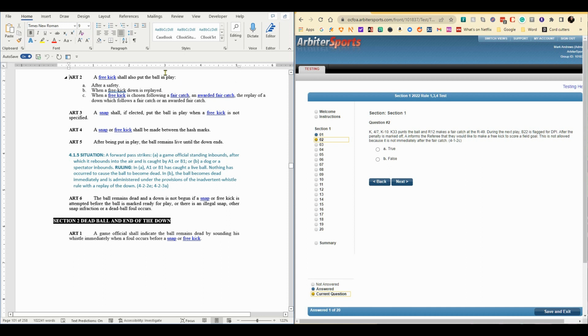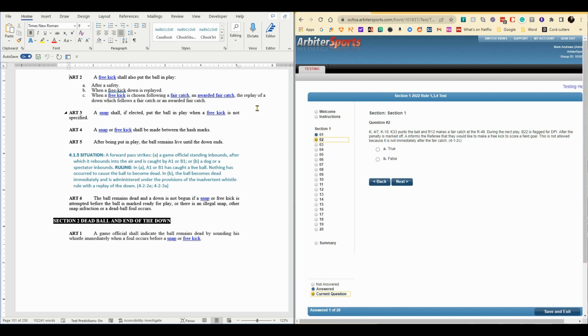Anyway, so Article 2 says a free kick shall also put the ball in play: C, when a free kick is chosen after a fair catch or awarded fair catch, or the replay of a down which follows a fair catch or an awarded fair catch. So what that says is that they have this option for the free kick. If they don't take it and the next play there is a foul and the play is replayed, then they still have this option.